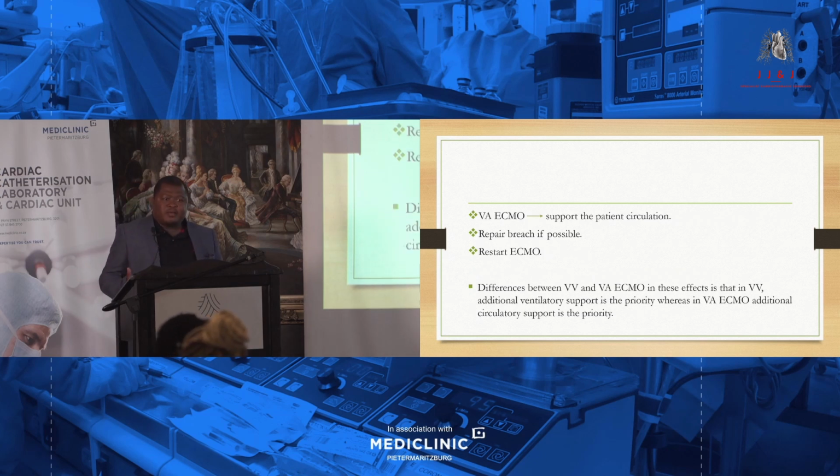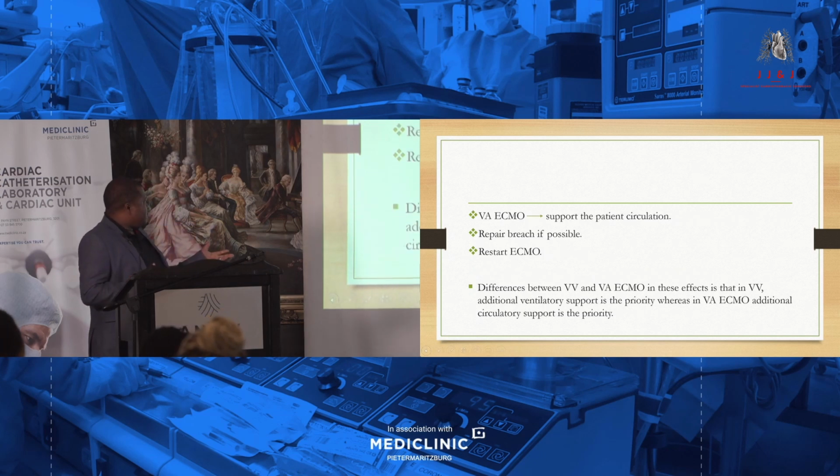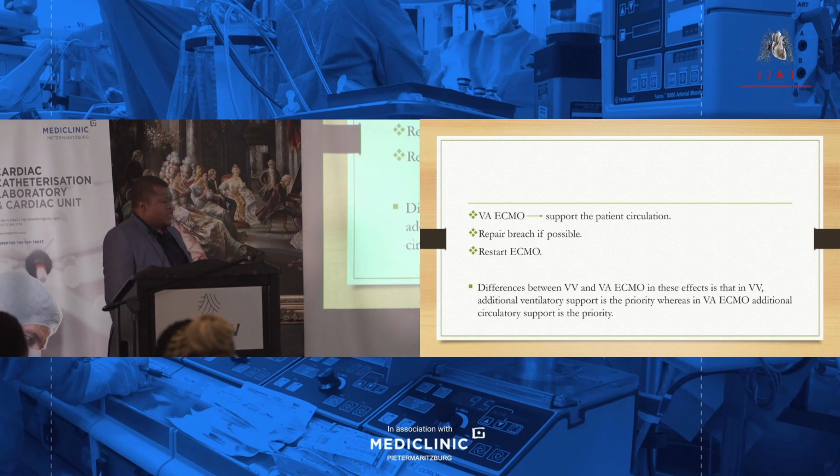So the same as pre-pump with VA ECMO, you're going to support the patient's circulation by using inotropes and other ACLS protocols. And then if the breach is possible to fix, as I've shown on the circuit there, then that's okay. You can put the patient back on ECMO.